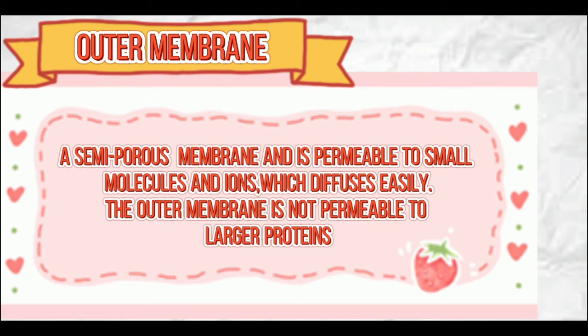Meron tayong mga parts ng chloroplast. So first is the outer membrane. A semi-porous membrane and is permeable to small molecules and ions which diffuse easily. The outer membrane is not permeable to larger proteins.